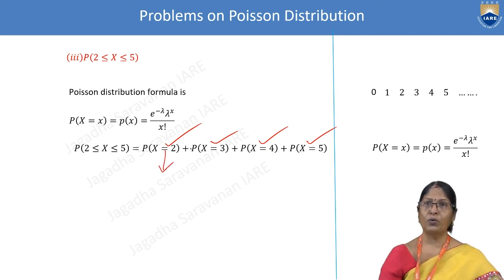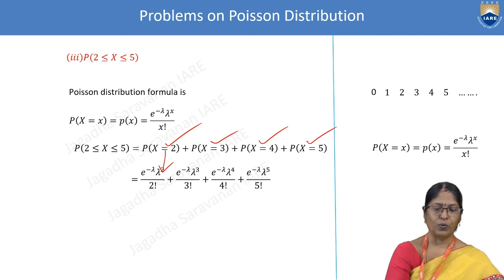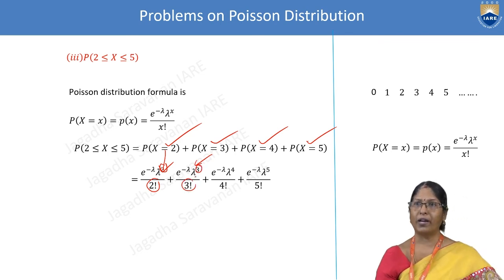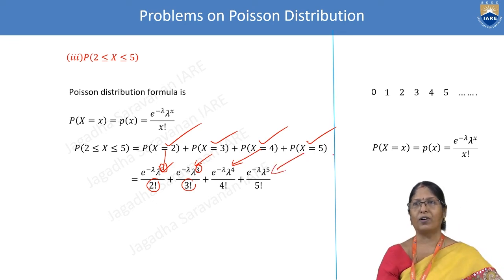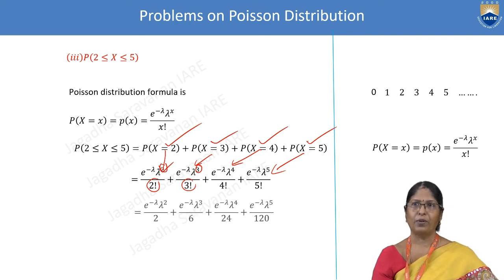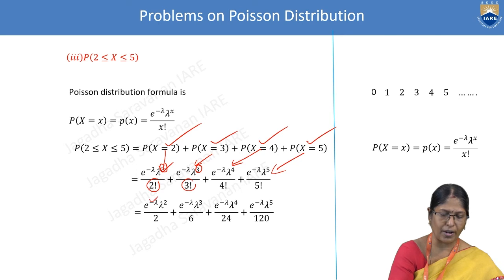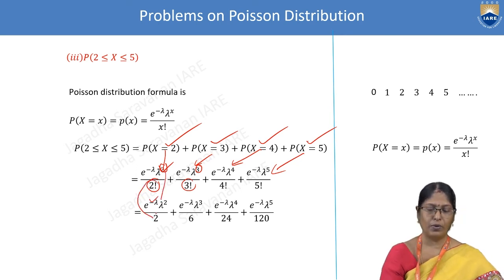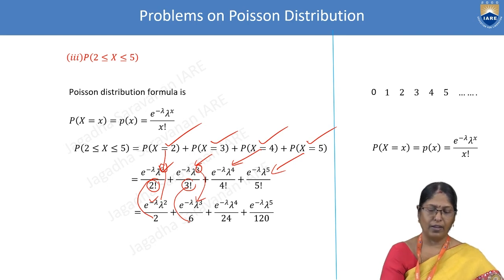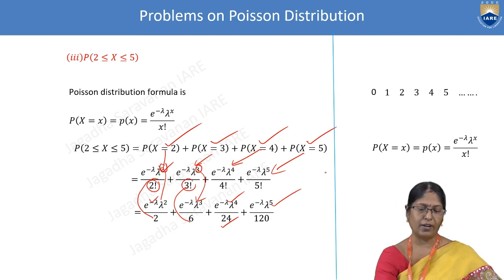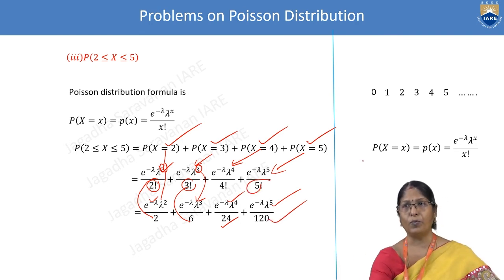For x equal to 2, Poisson; x equal to 3, Poisson; x equal to 4, Poisson; x equal to 5, Poisson. Now here e power minus lambda, lambda square by 2 factorial, it's nothing but 2. The numerator is written as it is. 3 factorial is nothing but 6, the numerator as it is. 4 factorial is nothing but 24, the numerator as it is. The last term, the denominator is 5 factorial, it's nothing but 120.